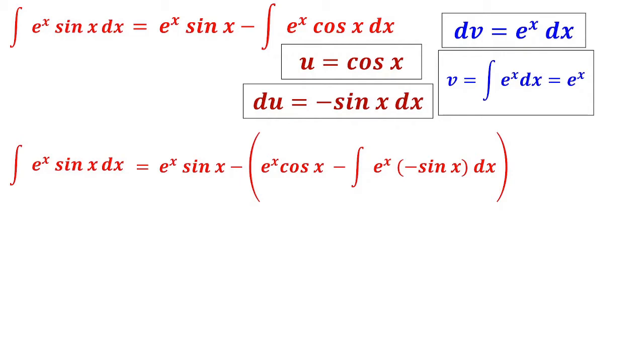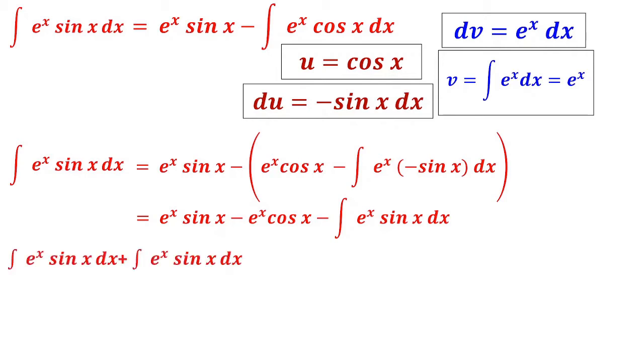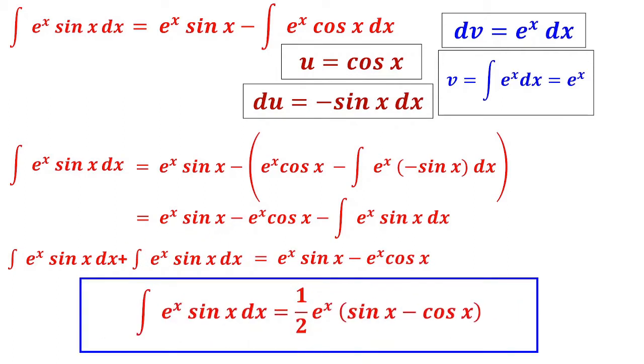Therefore e power x into cos x minus integral e power x, that is v, into du, minus sin x dx. Minus into minus will be plus. Once again there is a minus outside. Therefore e power x sin x minus e power x cos x minus integral e power x sin x dx. Already you are having one integral e power x sin x dx on the left hand side. Bring the right hand side integral to the left. You can add it. You will get 2 into the integral, divide by 2 on the right hand side. Therefore the final answer is half into e power x into sin x minus cos x.